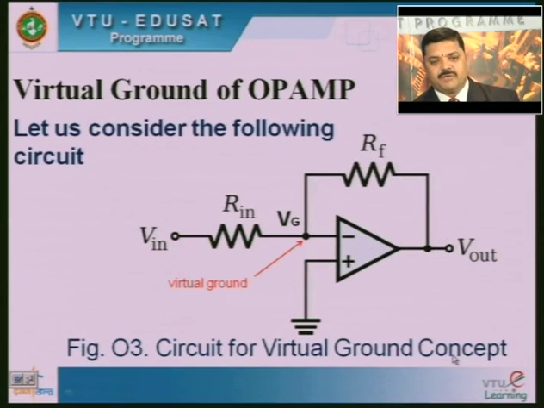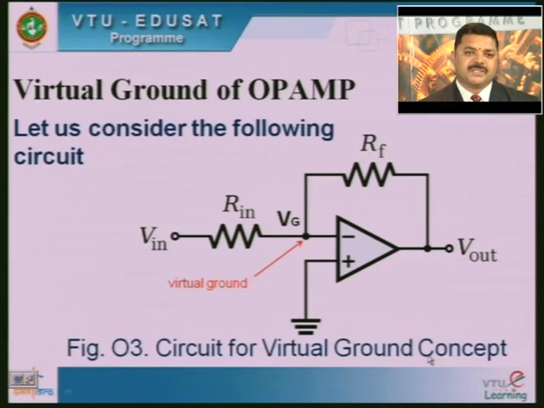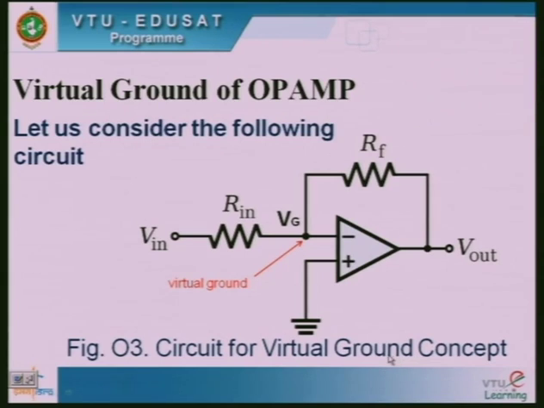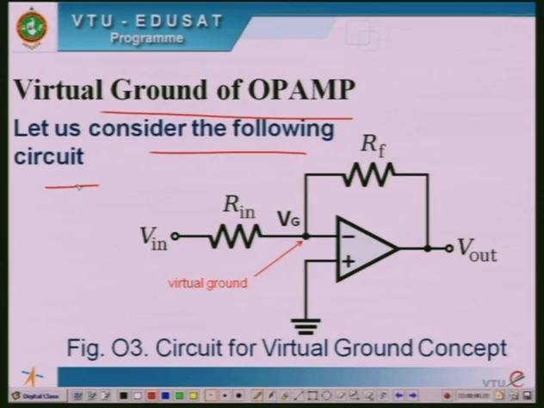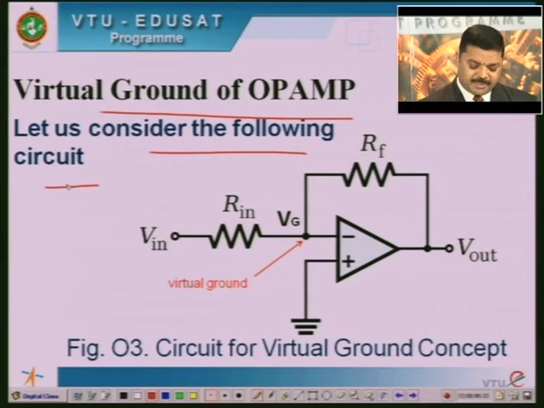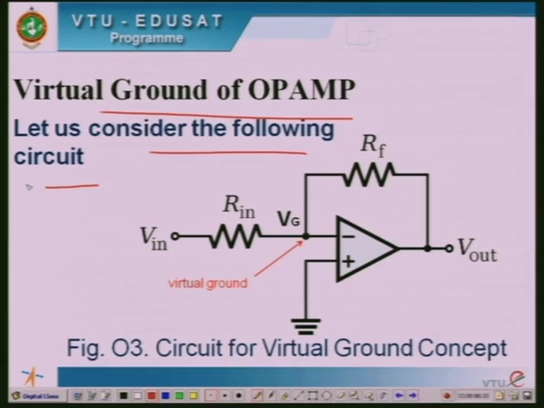Next, we will move on to the next concept called the virtual ground concept. The virtual ground exists only for the ideal op-amp. Let us consider the following circuit to discuss the voltage virtual ground concept of an operational amplifier. Let us use the board for explaining the virtual ground concept.